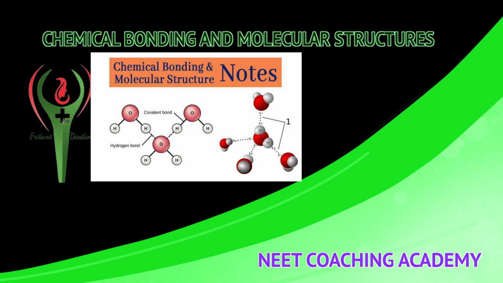So what is lattice energy? The energy released when the requisite number of positive and negative ions combine to form 1 mole of ionic compound is called lattice energy. I will repeat: the energy released when the requisite number of positive and negative ions combine to form 1 mole of ionic compound is called lattice energy.